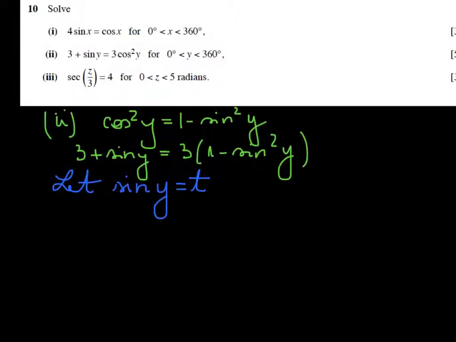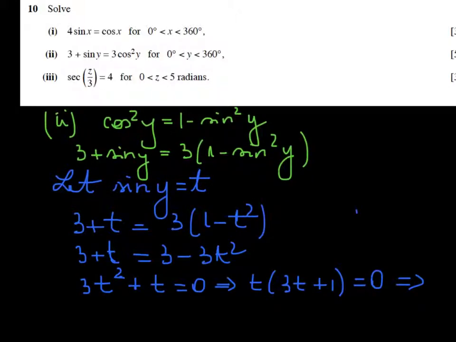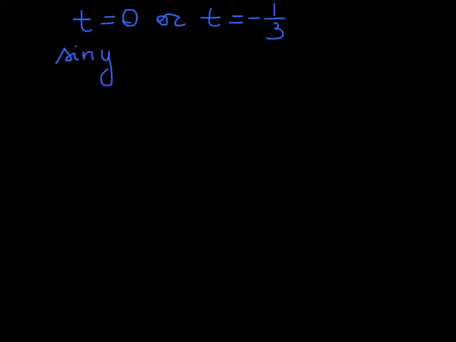And I'll change it into a quadratic equation. 3 plus t equals 3 brackets 1 minus t squared. Okay, this quadratic equation changes into 3t brackets 3t plus 1 equals 0, which is going to lead us to the solutions t equals 0 or t equals minus a third. Now let us remember that our t was sine y, and that we are looking for solutions between 0 and 360 degrees.